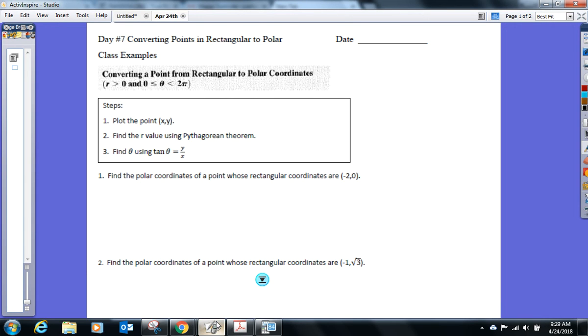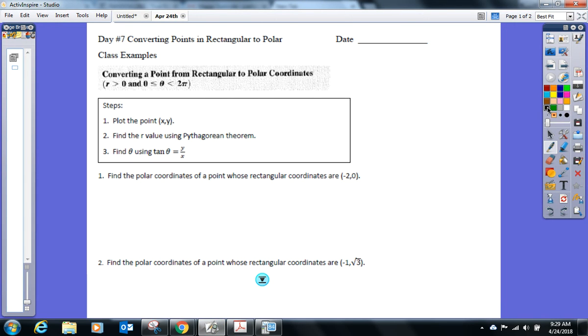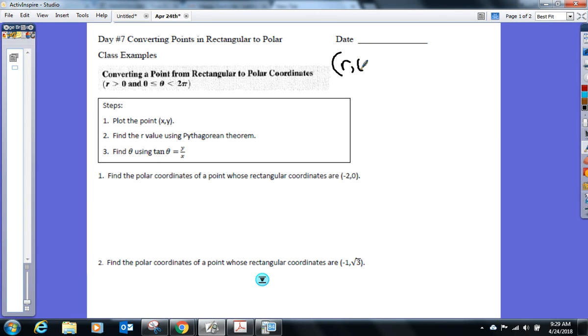All right, first thing, a quick review. This was on the quiz yesterday. You guys have the ability to go from a polar coordinate to a rectangular coordinate. Yesterday, hopefully on the quiz, x was equal to r cosine theta, and y was equal to r sine theta. Now we're going to go in reverse. I'm going to give you the rectangular, and you're going to give me the polar.